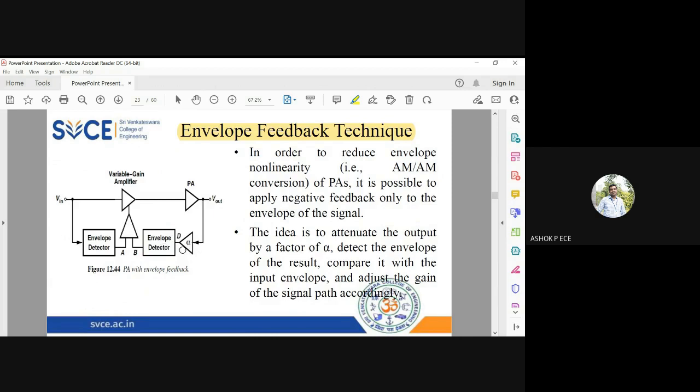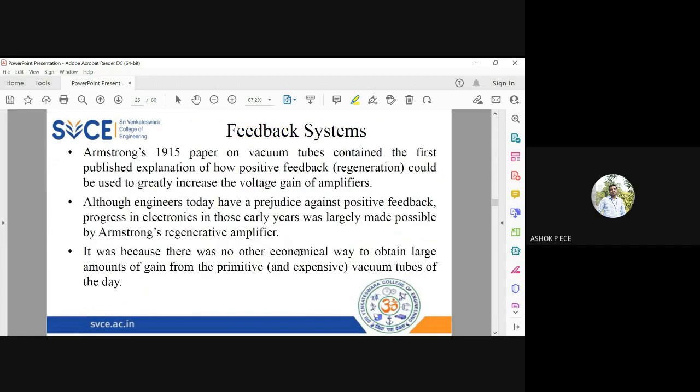You take the envelope and compare the envelope of input and output and give it to the error amplifier. So it is just like take the input, find the envelope, take the output, find the envelope, and then compare both. If there is error, change the power amplifier parameters here. Otherwise, this will work like a normal power amplifier.